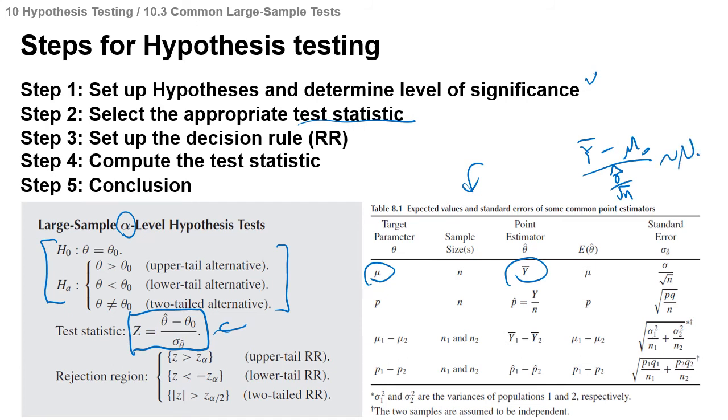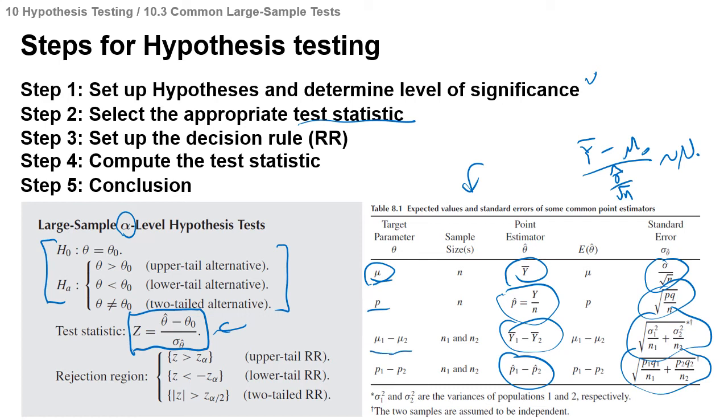And so by using these point estimators and standard error estimates, you can easily derive hypothesis testing for the target parameters mu, p, mu1 minus mu2, p1 minus p2. And okay, so that's the test statistic. And step 3 is to set up the decision rule. The decision rule is one of these situations. Depending on your alternative hypothesis, you can set up the decision rule.